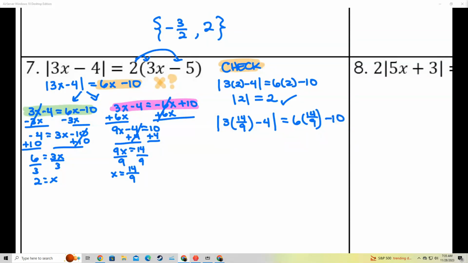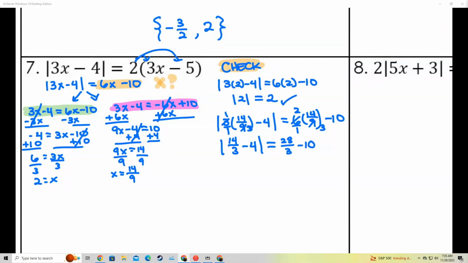All right. I know that these are fractions, and this is going to simplify to 1 and 3. So that becomes absolute value of 14 over 3 minus 4 is equal to, these are going to be fractions, these are going to simplify, 2 over 3. And that becomes 28 over 3 minus 10.